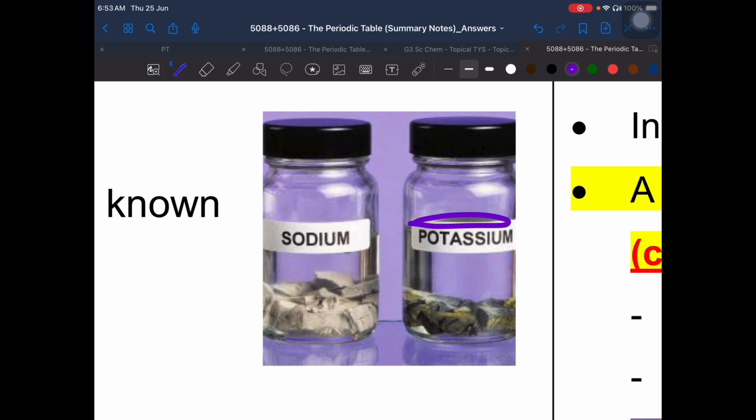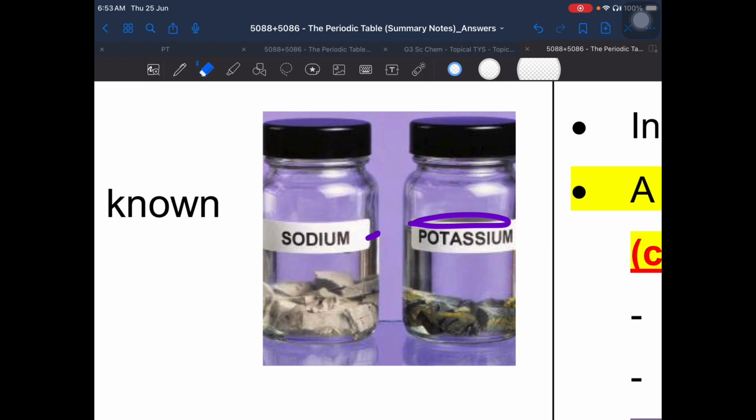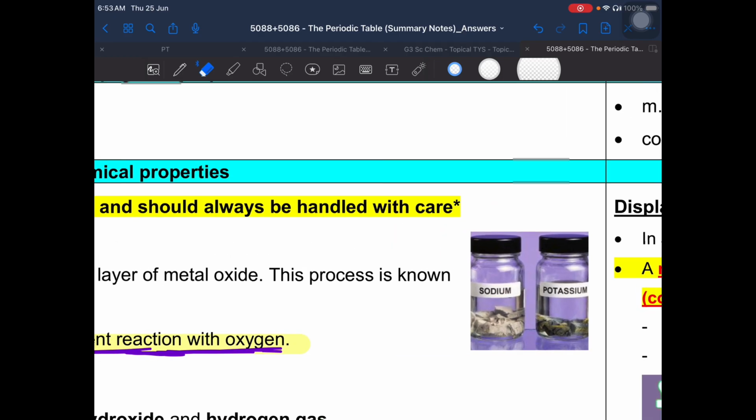There's a level over here, right? These are all inside mineral oil. They are kept inside so as to prevent them from interacting with oxygen or even water vapor in the atmosphere, right? If not, they will go through certain reactions, and that's how reactive they are, right?